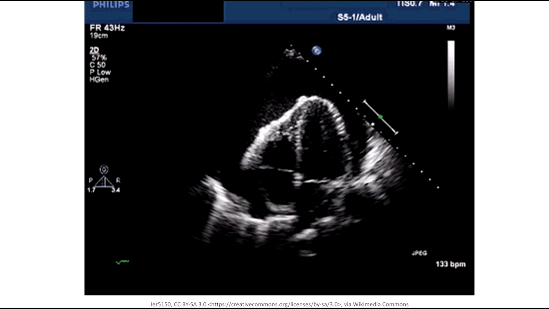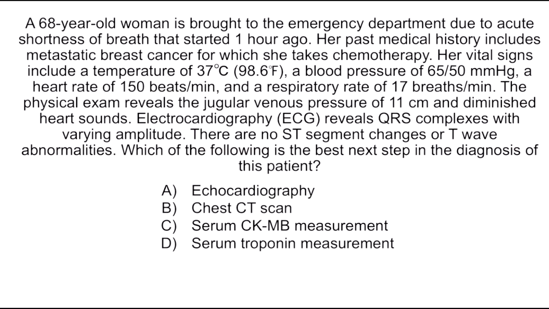Now let's conclude this lecture with a board-style question. A 68-year-old woman is brought to the emergency department due to acute shortness of breath that started 1 hour ago. Her past medical history includes metastatic breast cancer, for which she takes chemotherapy. Her vital signs include a temperature of 37 degrees Celsius, a blood pressure of 65/50, a heart rate of 150, and a respiratory rate of 17.